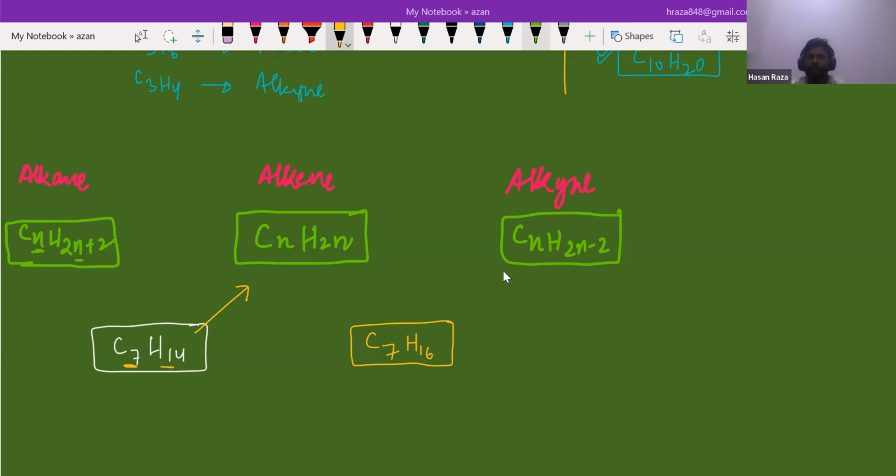Look at the number, play with the number 7. What is the double of 7? 14. But it is 16. That means you just added 2. Where is it? Plus 2 in alkane. That's why it is an alkane.